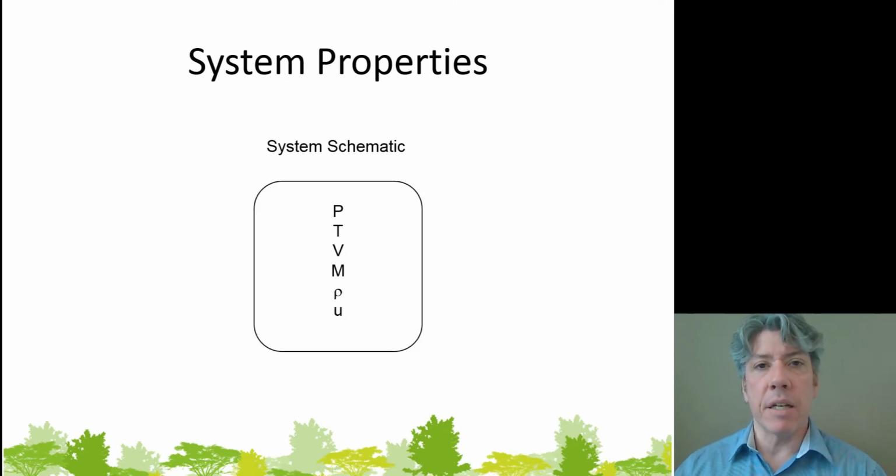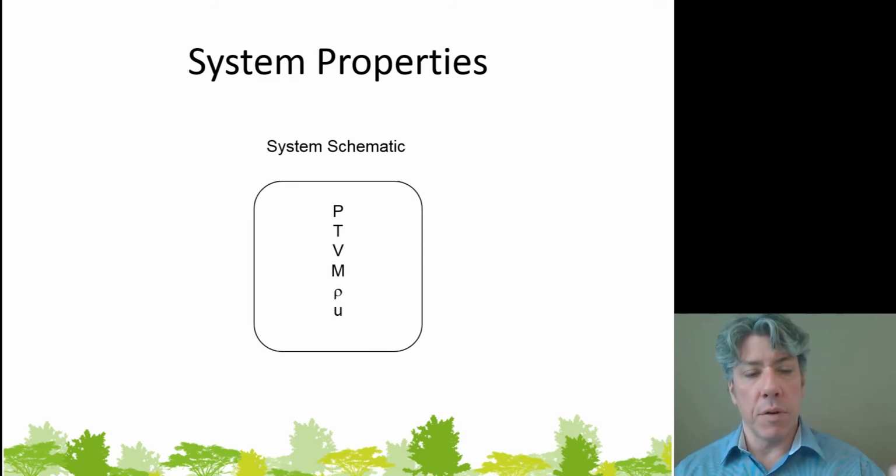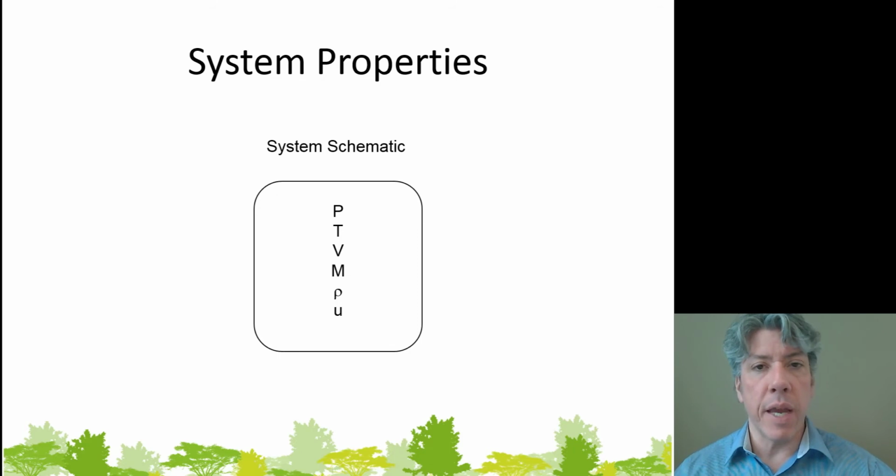If we make a schematic of that propane tank and just abbreviate all of these properties, we might use P for pressure, T for temperature, V for volume, M for mass, rho, the Greek letter that looks sort of like a P, would be the density, and then U is internal energy. So these are different properties. There are others as well that we would be interested in order to quantify a system's behavior and predict its behavior along the way.